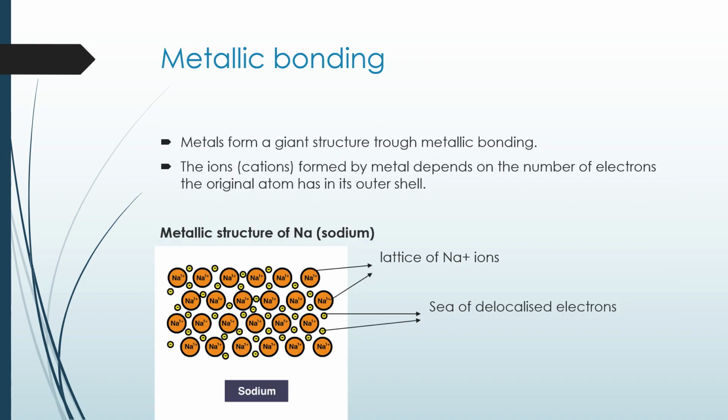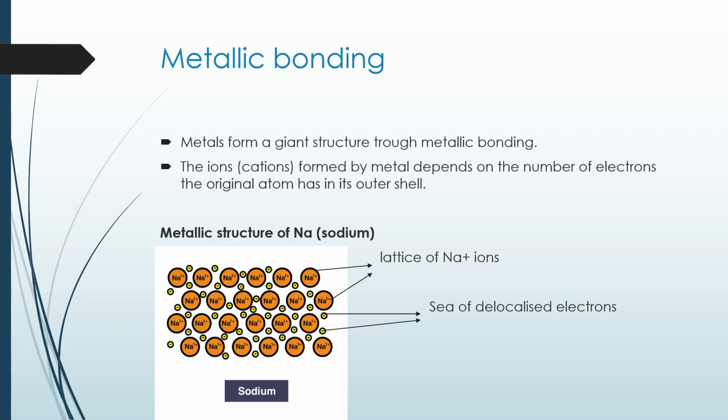Carrying on, metallic bonding, second part: metals form a giant structure through metallic bonding. The ions, as you know, the cations, because metals form positive ions, depend on the number of electrons the original atom has in its outer shell. So it depends on the group. If you're in group 2, then you will have 2 delocalized electrons per atom, and you will have a positive 2 charge.